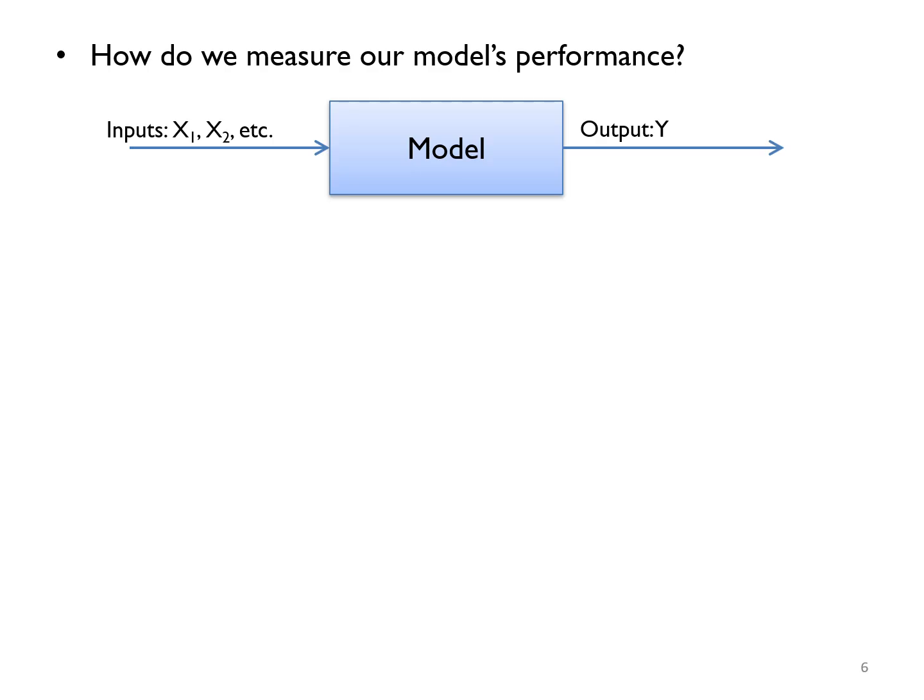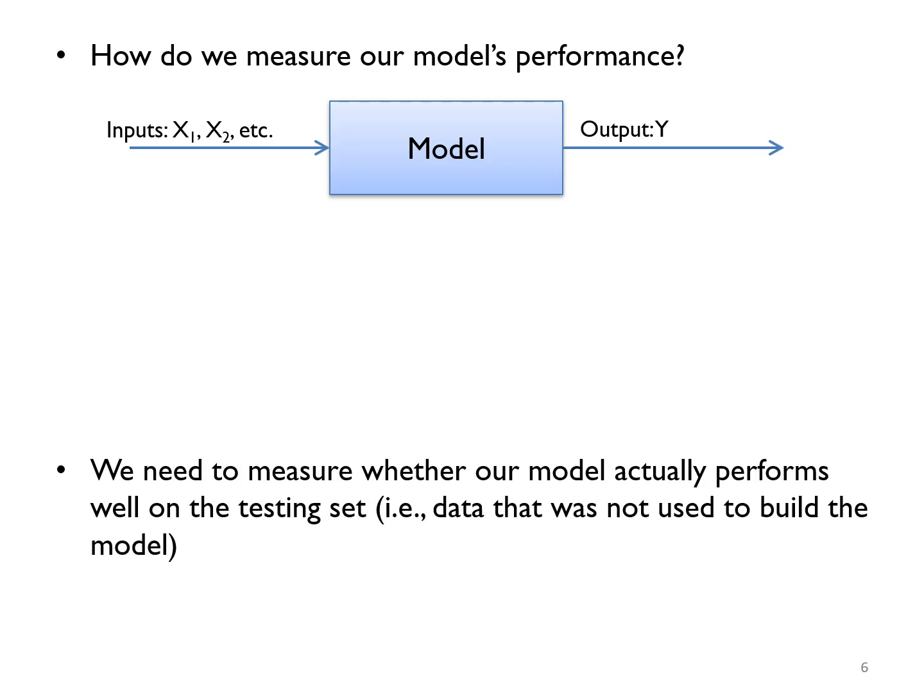So then, how do you actually measure our model performance? We need to measure whether our model actually performs well on the testing set. This is the data that was not used to build the model. We use a training set to build a model. So this is a completely new data set that the model has never seen. If our model does really well in the testing set, we know that our model generalizes very well, and it could be very effective in some of these newer cases.